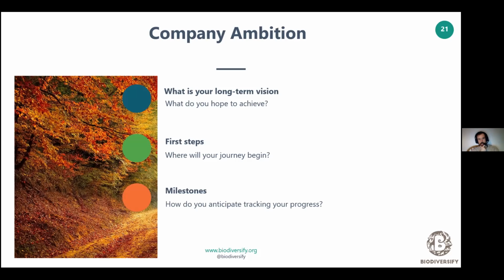The section on there is about milestones as well. How do you anticipate tracking your progress? And I think this is an important thing to think about, because that gives you something you can break off and work towards in the short term.